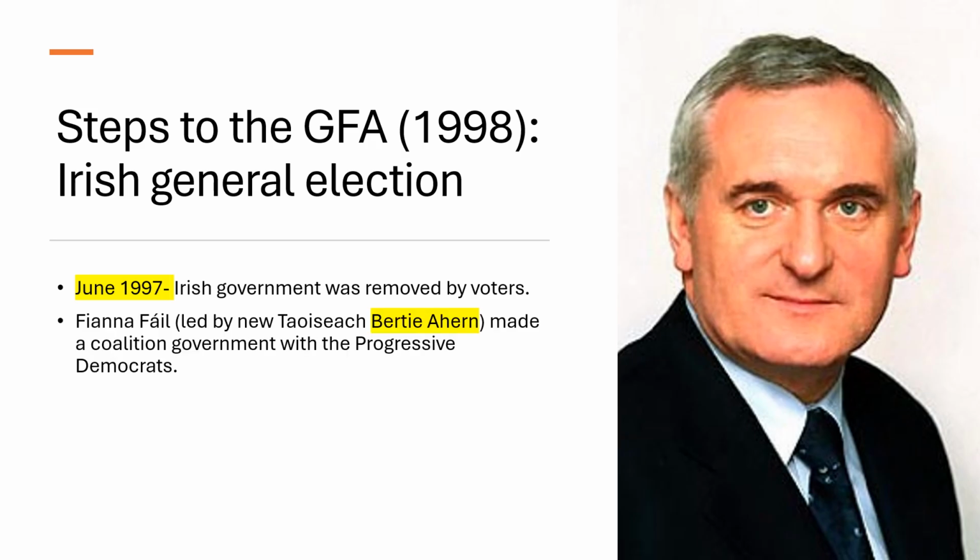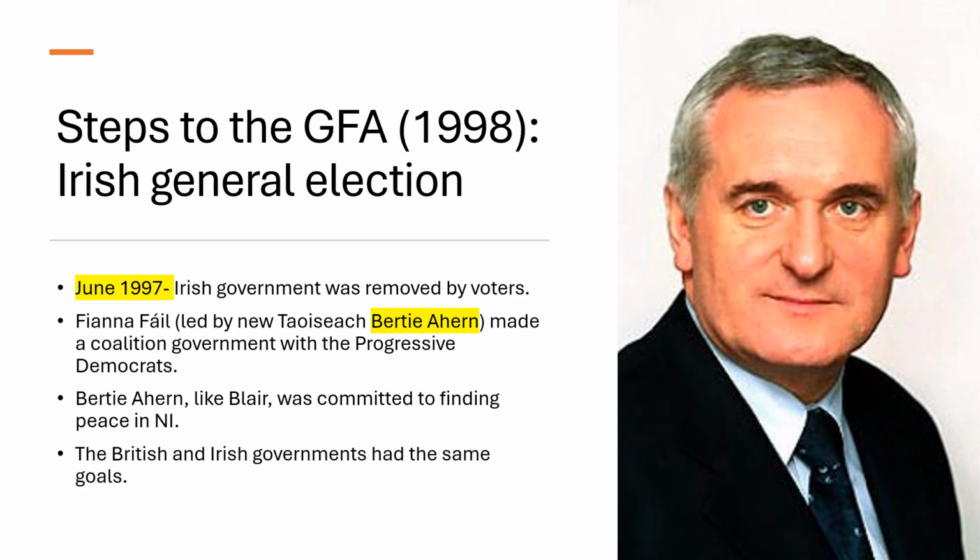Fianna Fáil, led by new Taoiseach Bertie Ahern, made a coalition government with the Progressive Democrats. You don't really need that detail. What you just need to know is that in June 1997, the Irish government was removed and replaced by a new government led by Bertie Ahern, and he, like Blair, was very much committed to finding a peace settlement in Northern Ireland. And that's useful because now the British and the Irish governments had the same goals. They were on the same page.